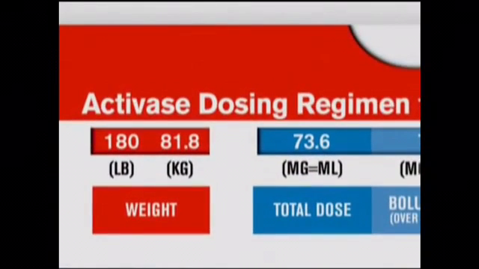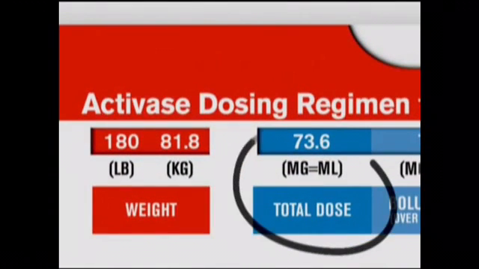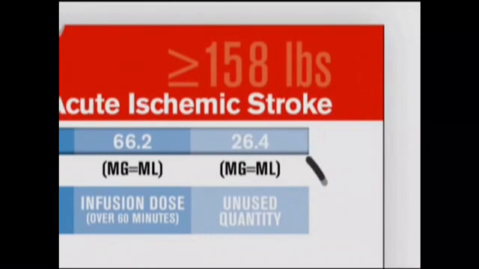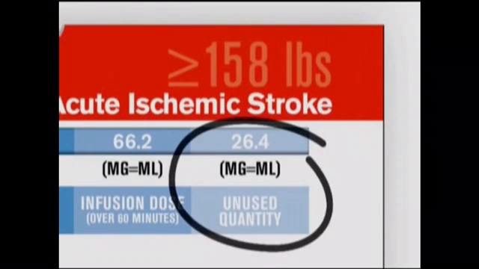The total dose is easily determined to be 73.6 milligrams or milliliter equivalents. Remember that Activase has been reconstituted to 1 milligram per milliliter. Starting at the right, note that the unused quantity is 26.4 milliliters. You may draw this quantity out of the 100 milligram vial before administration using a syringe.